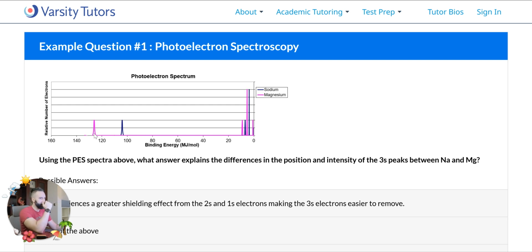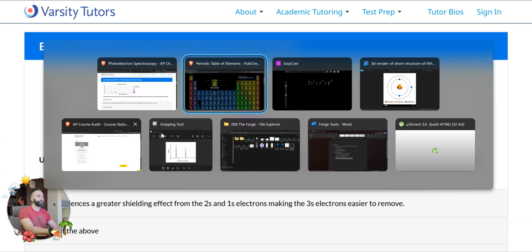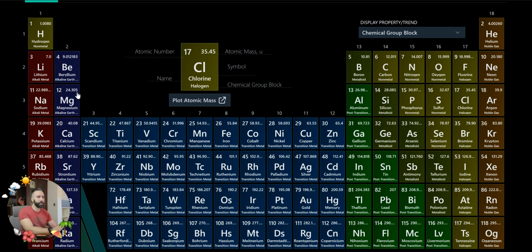So this is 1s2 for magnesium, this is 1s2 for sodium. Well, why is there a difference? Well, again, the same explanation as we use for atomic radius. The difference between sodium and magnesium is just that magnesium has 1 more proton, 1 more electron. Here the protons are the key.